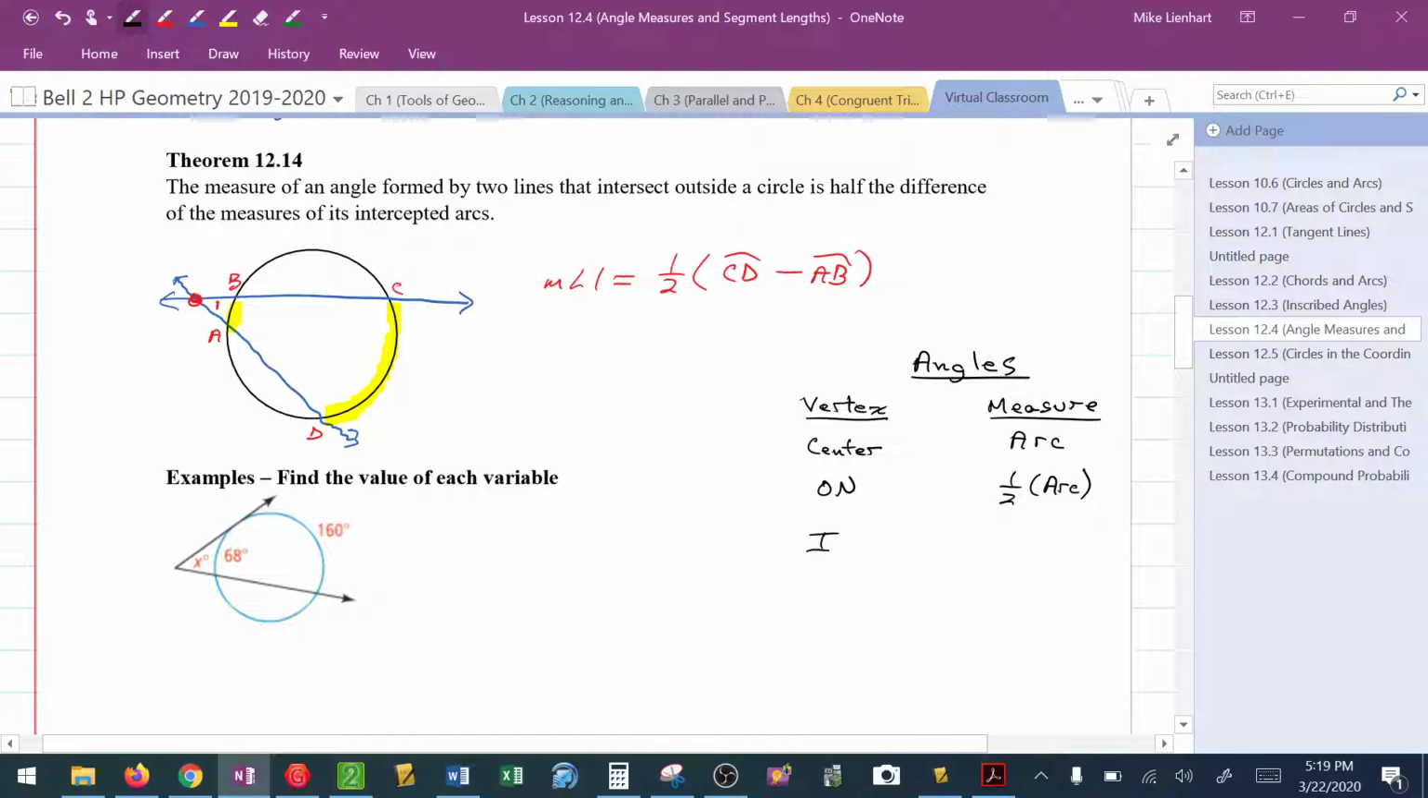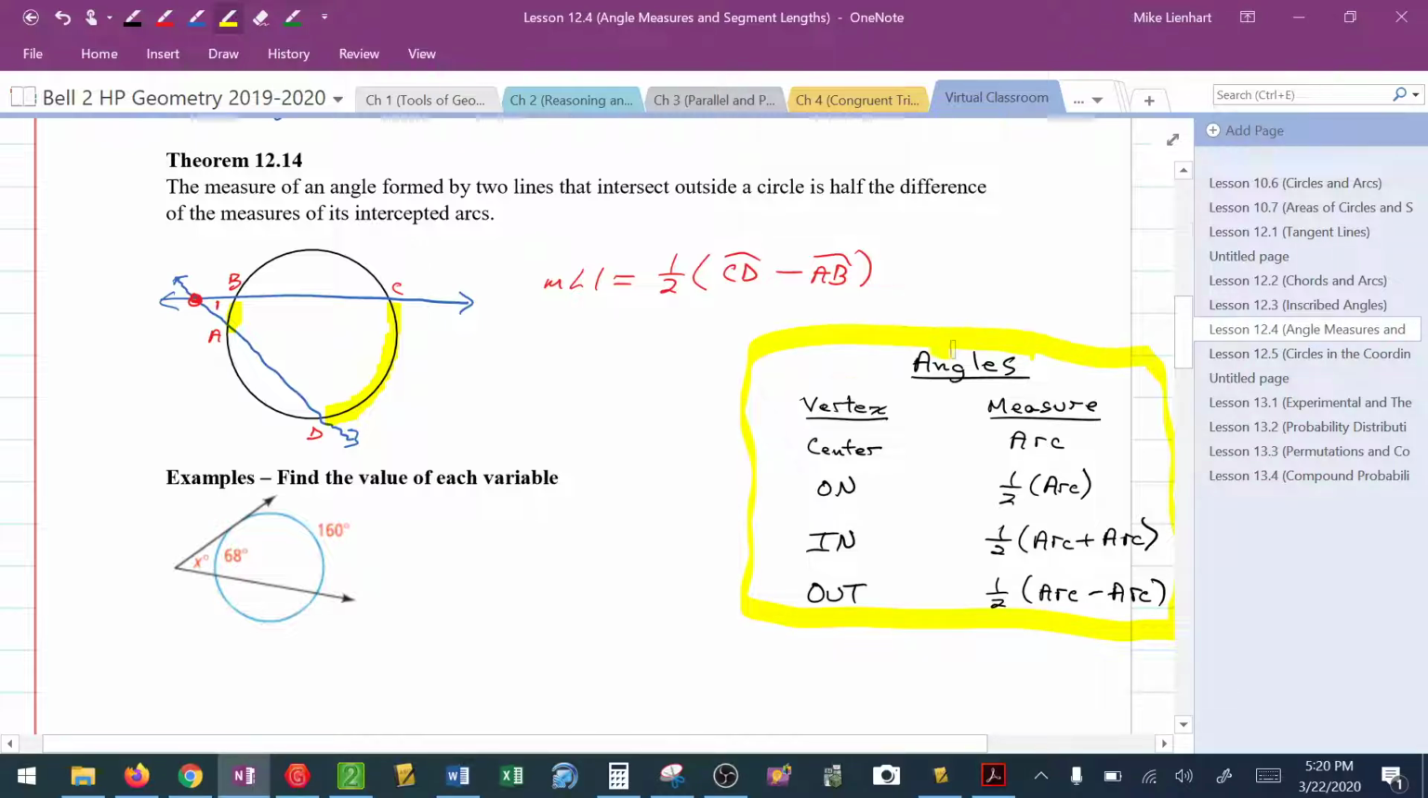If the vertex is in or inside, floating around somewhere, not in the center, then it's equal to half of the arcs added together. So make sure you know what that means, the intercepted arcs added together. And then if the vertex is out, its measure is going to be half of the difference of the arcs. Make sure you know which one you're going to subtract. Obviously, if I subtract and I get a negative, that can't happen. This is the key to angles and arcs. Make sure that you understand that. Let me know if you have questions.